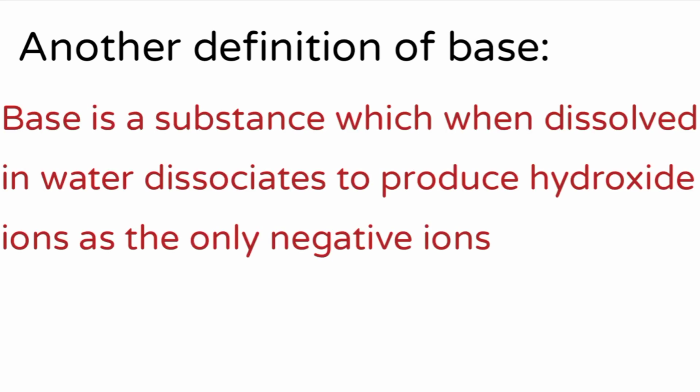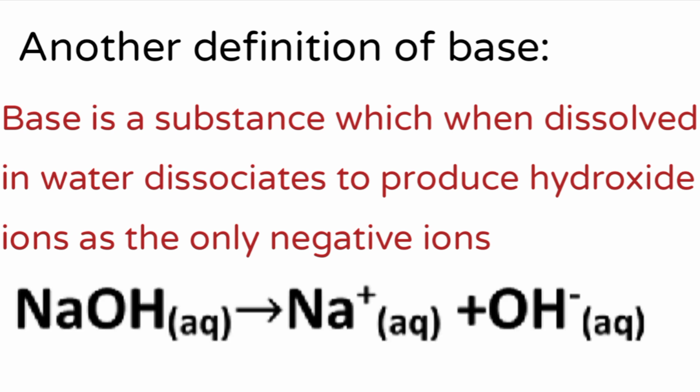We have another definition of a base. A base is a substance which, when dissolved in water, dissociates to produce hydroxide ions as the only negative ions. As you can see, we have sodium hydroxide. It dissociates in water to form sodium ion and hydroxide ion, which is the only negative ion.